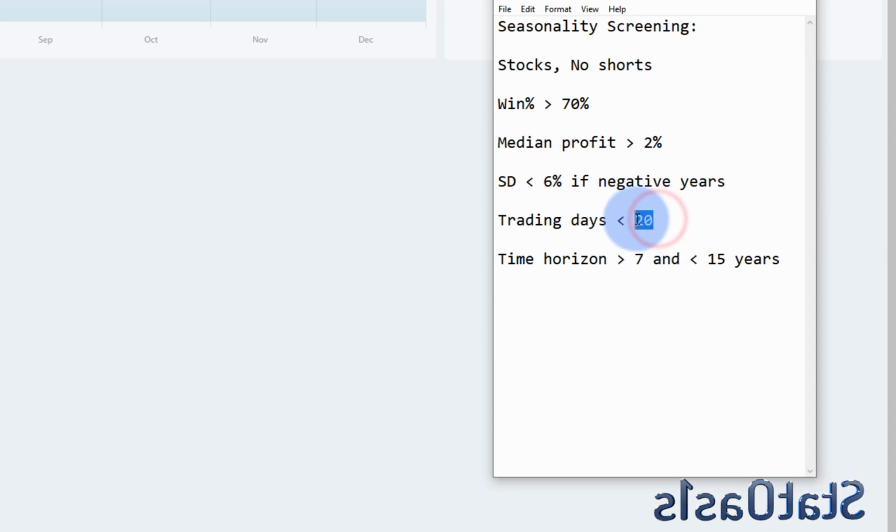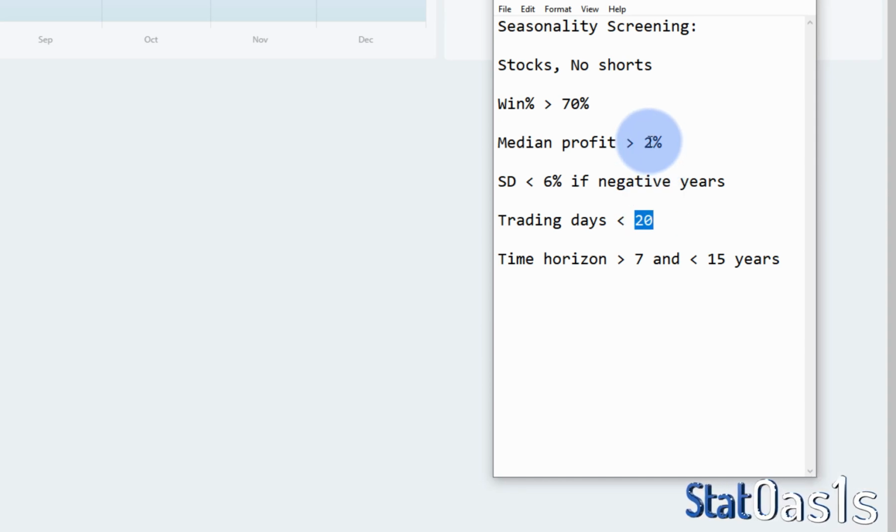And then all trades should be less than 20 trading days. Of course, the lower this number, the better, but it's hard to get 2% in, let's say, 2 days. The more you hold, the more profit you get, but the more you hold, the higher the chance that you're going to be stopped out. So it's a trade-off, and I picked 20 days. It's somewhere in the middle.